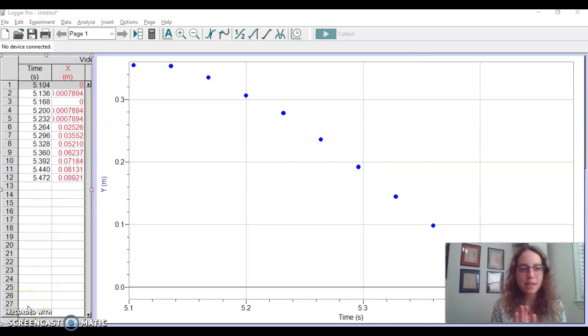Okay, so I've taken my video, I have some data, now it's time to talk through the analysis process. For the analysis, we're going to be doing something called linearization.